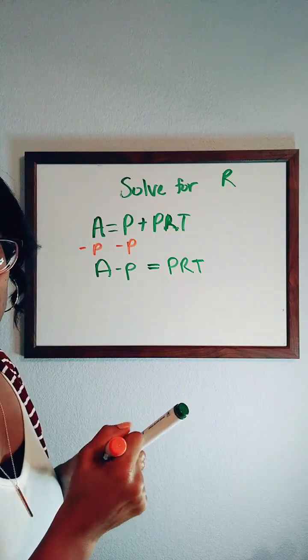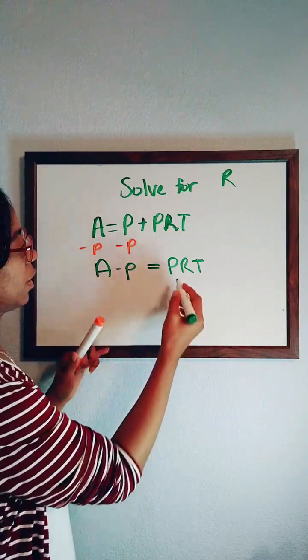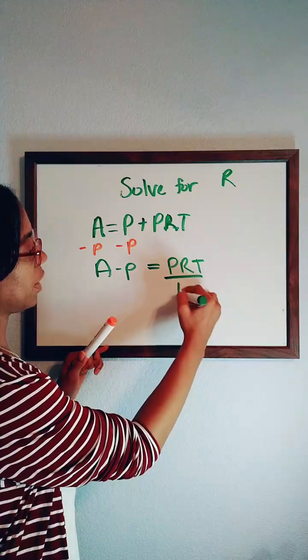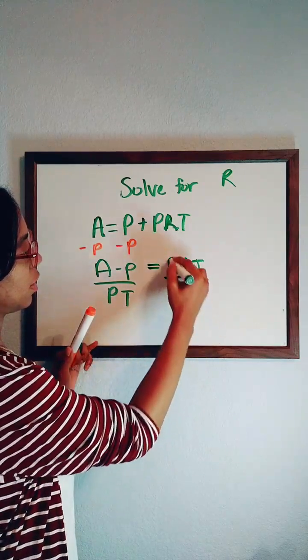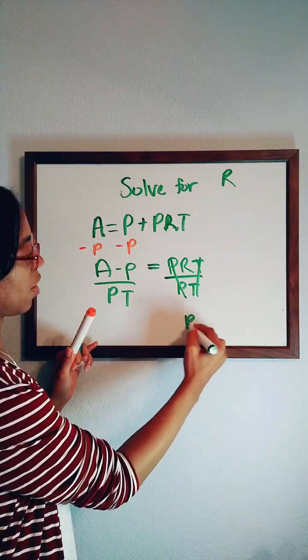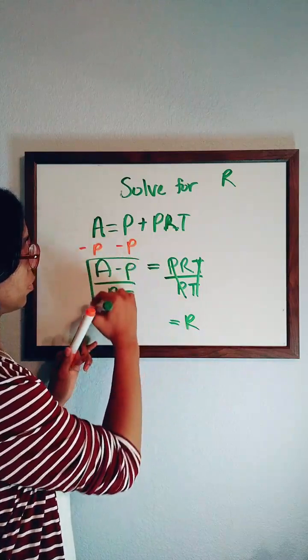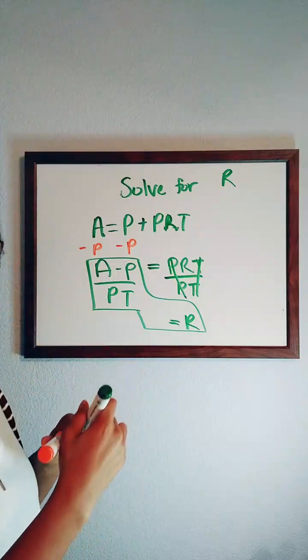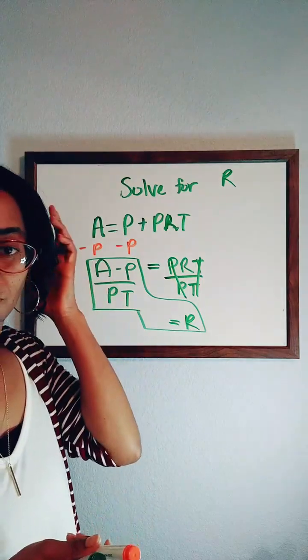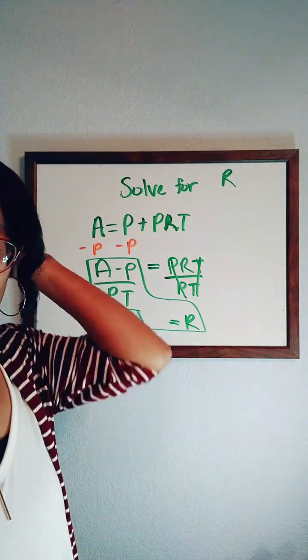And then divide. Yep. Then we're just going to divide by P and T. So now R is equal to A minus P over PT. Very good. That wasn't hard. Y'all got this one. We good with this.